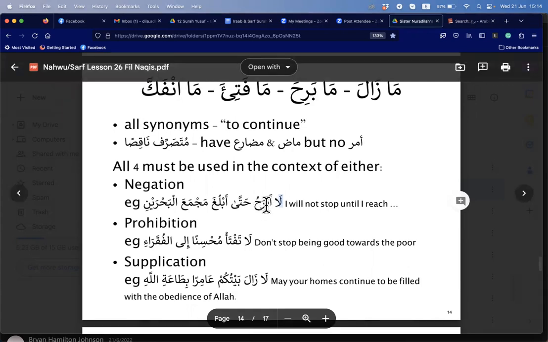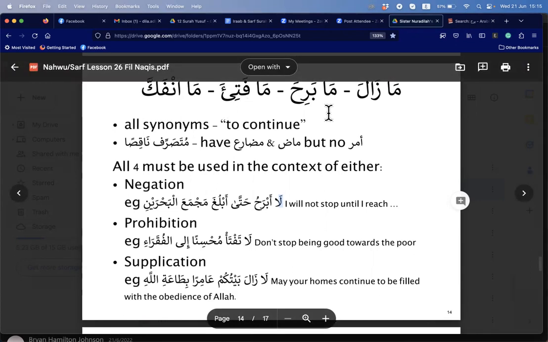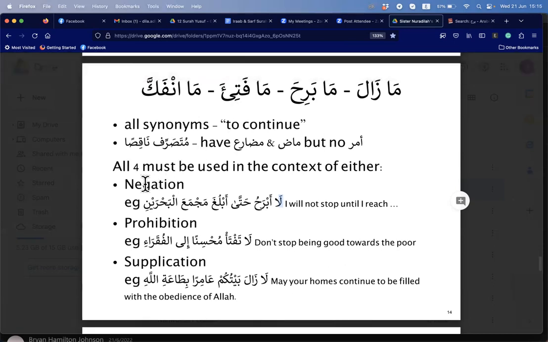This is using the mudhari. Both the madi and the mudhari can be used. So here we have la tafta, this is the prohibition, so obviously don't use the madi. This is from fati'ah. So the mudhari and madi both can be used. It must be in a negation or prohibition or a supplication.